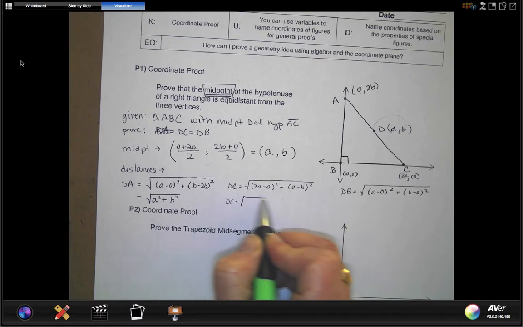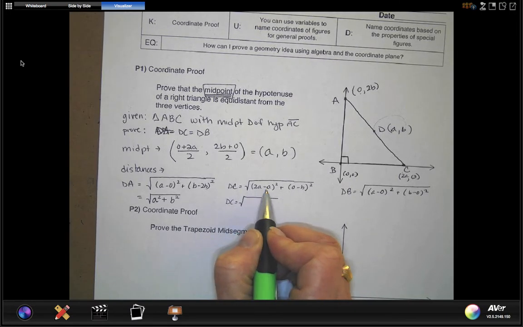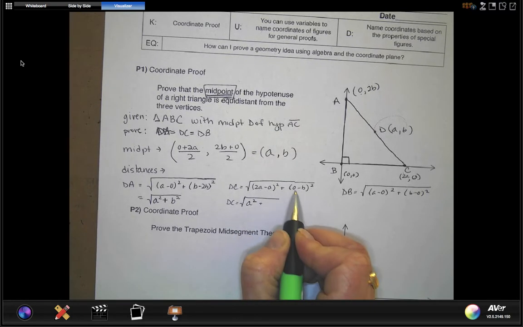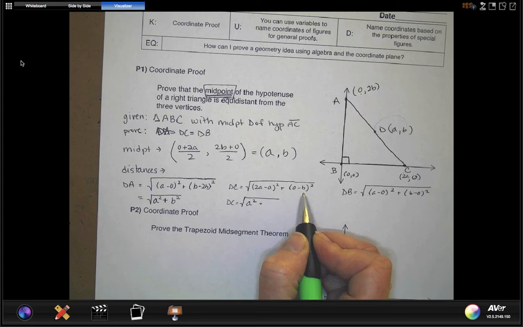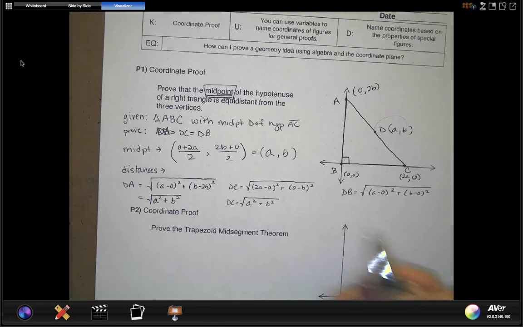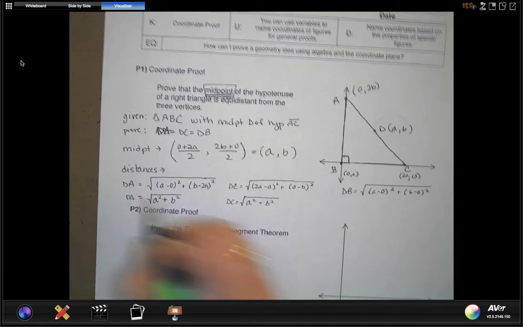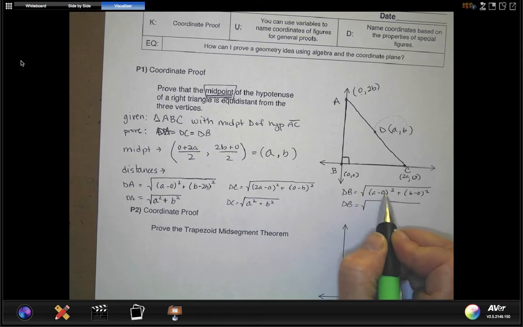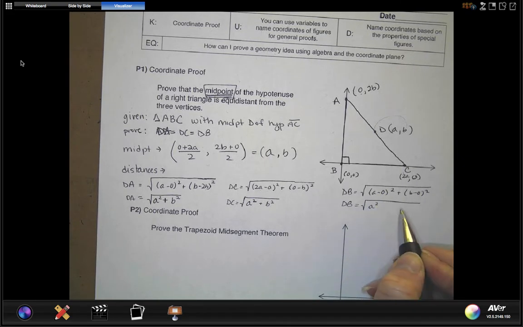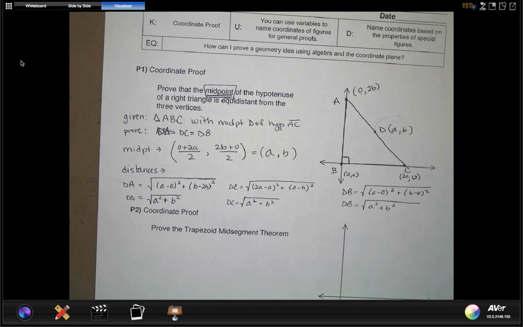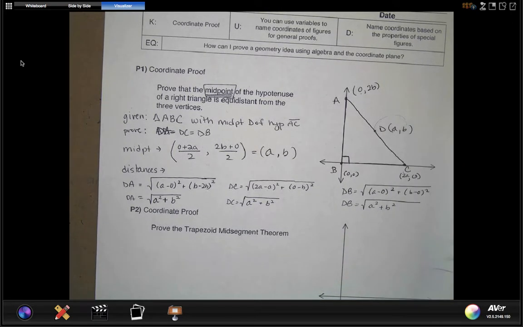dc, so I'd have 2a minus a, so that would just give me a, so then I'd have a squared. So here I'd have 0 minus b, so 0 minus b is negative b, but then when I square that, I would just have b squared. So far, dA and dc are good. dB, I would have a minus 0. When I square that, I'll get a squared. b minus 0, when I square that, I'll get b squared. So I'm not going to go any further. I can't do any more here.